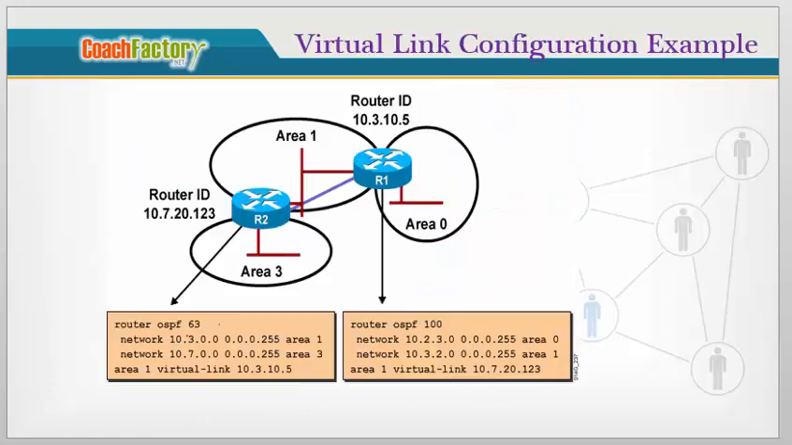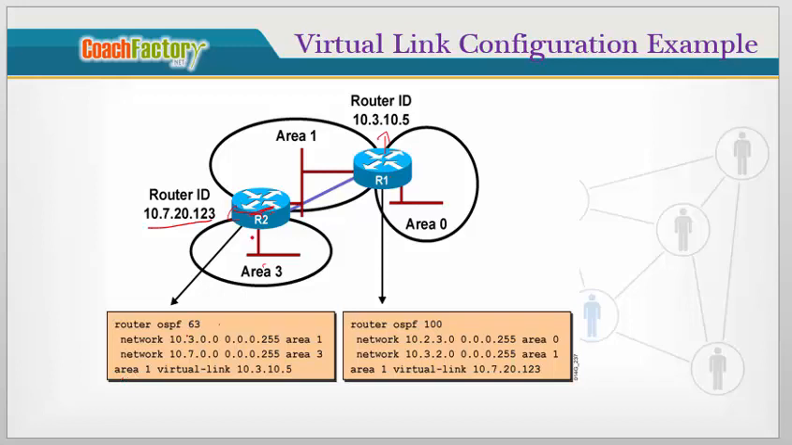How are we going to configure that? First of all, we need to find out the router ID of each ABR. In this scenario, R2 is an ABR of area 3 and area 1, and R1 is an ABR of area 0 and area 1. This is the router ID of R2 and this is the router ID of R1. When we want to establish a virtual link between area 3 and area 0, we need to configure the virtual link between these two ABRs.